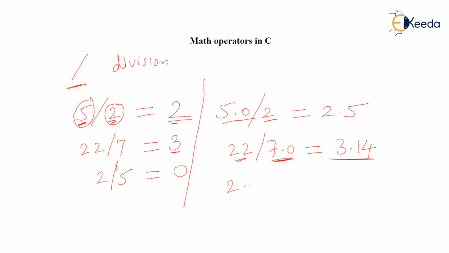Now what if I write 2.0 upon 5.0? Very nice. Both are floats. Numerator and denominator both are floats. This time the answer will be 0.4, which is a float. So if at least one of them is a float, numerator or denominator, or rather both can be floats, then the result is always going to be a float. So remember this rule: if both numerator and denominator are integers, then the result is an integer. If at least one of them is a float, the result is a float.